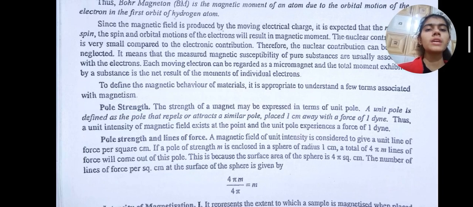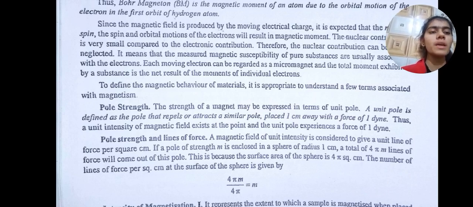Another term associated with magnetism is lines of force. A magnetic field of unit intensity is considered to give a unit line of force per square centimeter. If a pole of strength m is enclosed in a sphere of radius 1 centimeter, a total of 4πm lines of force will come out of this pole. This is because the surface area of the sphere is 4π square centimeter. The number of lines of force per square centimeter at the surface of the sphere is given by 4πm/4π, that is equal to m.